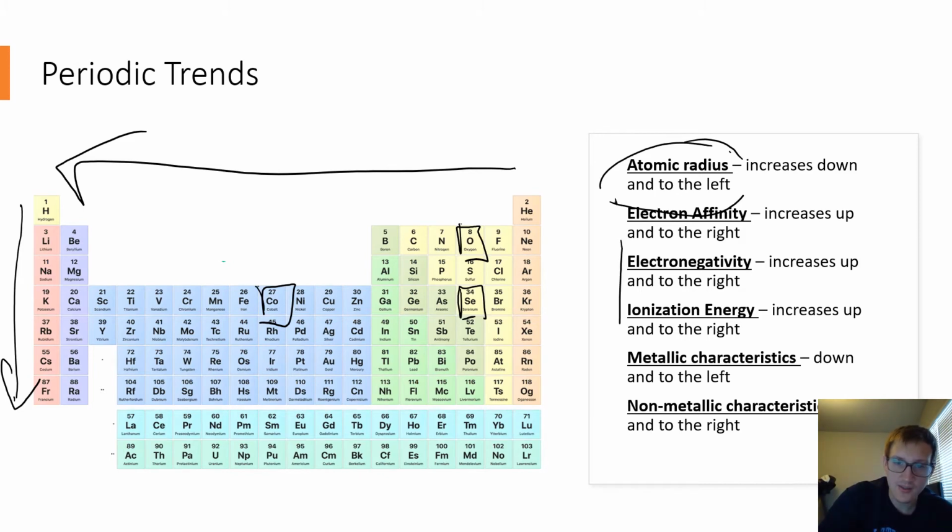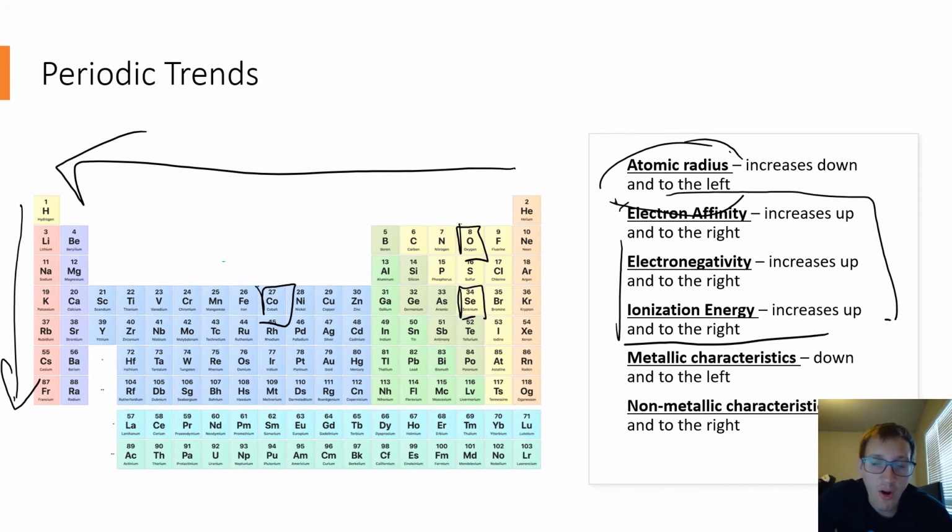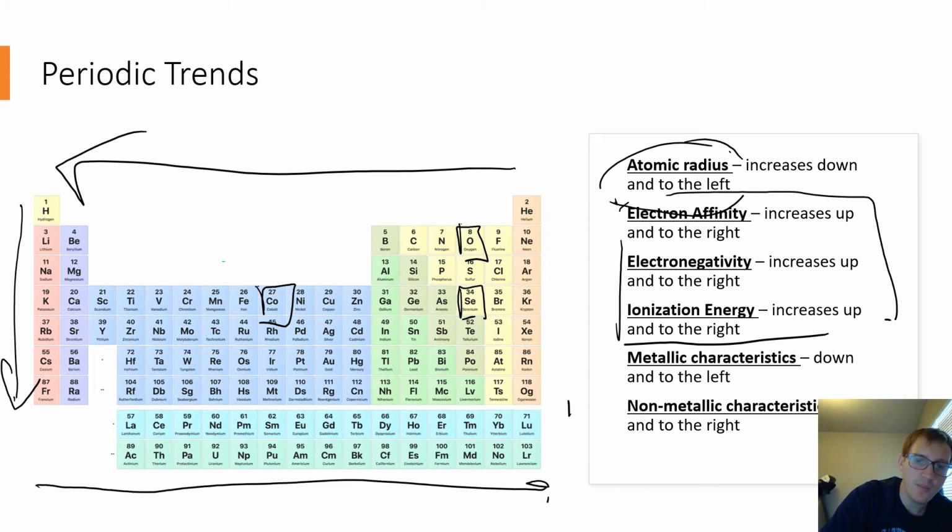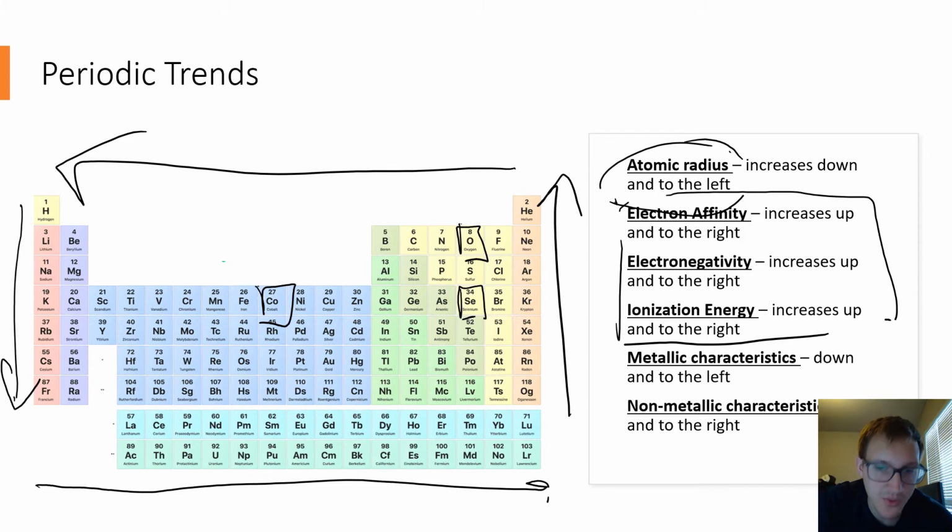Now, the good thing is that these three all have the same trend. They increase as they go right and up. So if I look at those same three elements, the electron affinity increases as I go up and to the right. The electronegativity and the ionization energy all do the same thing. So that means oxygen has the highest electron affinity, electronegativity, and the highest ionization energy, which also means that cobalt has the lowest, and selenium is right there in the middle.